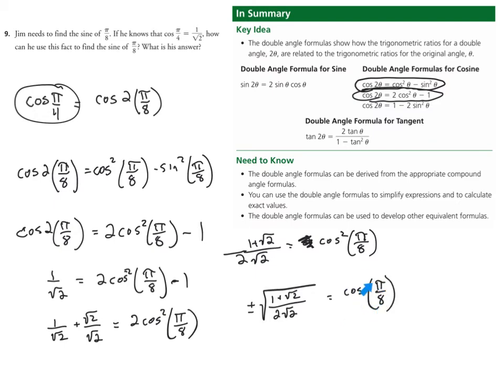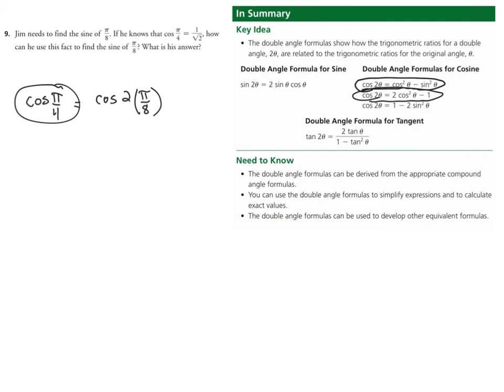And I should have reread the question. We want the sine of pi by 8. So I really should not have used this first one or the second one. I should have used the third one. So I'm going to take all this away and say, start over.